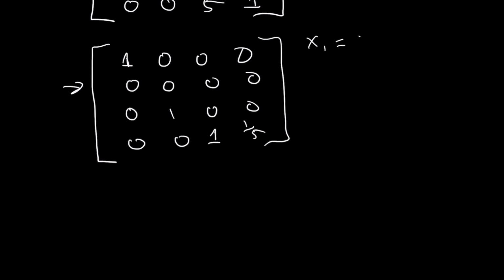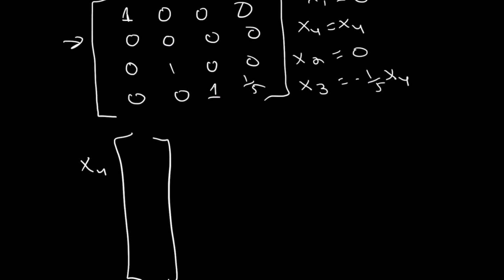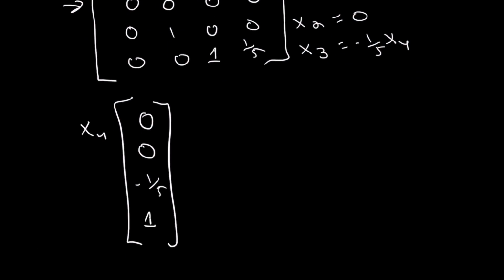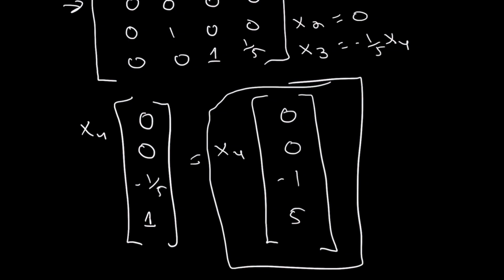x1 is equal to 0. x2 is equal to 0. x3 is equal to negative 1 over 5 x4. And x4 is equal to x4. So it's x4 times 0, 0, negative 1 over 5, and 1. Then you can simplify it by multiplying everything by 5, that is going to be 0, 0, negative 1, and 5. And that is your eigenvector final answer.